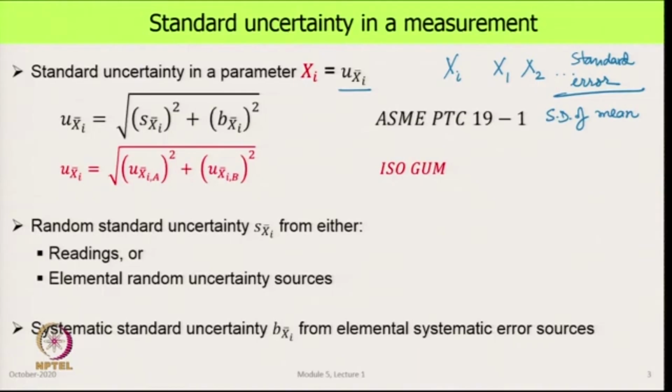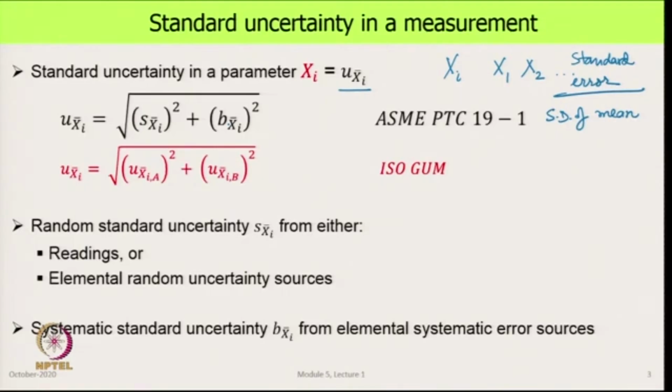To calculate this, we have two options. One by PTC 19.1, which says that u x bar is the root of the sum of squares of s x_i bar and b x_i bar. The first term are the contributions from random sources of error, and the second term comes from the systematic error sources.